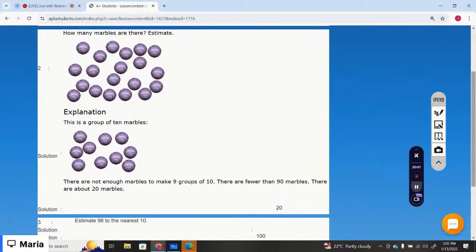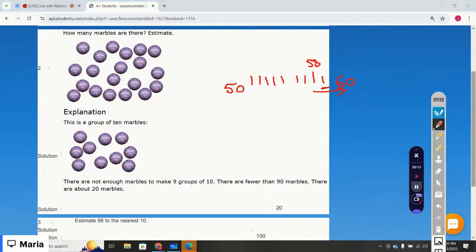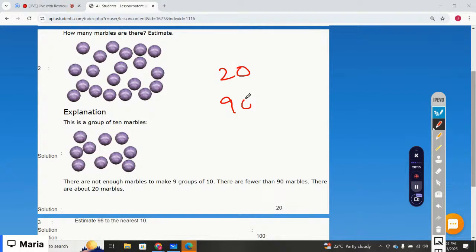How many marbles are there? Estimate. So the options you are given for this are 20 and 90. You don't have to count. You just have to tell the estimated answer. They look around 20, right? About 20 you can say. But 90, there are too few for 90, right? So that means the estimated answer is 20. I haven't counted, right? Just estimated answer is 20.